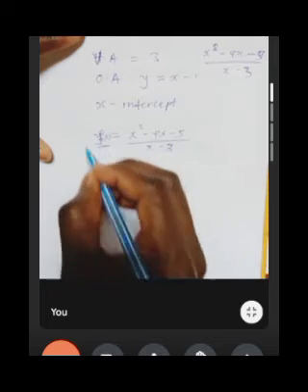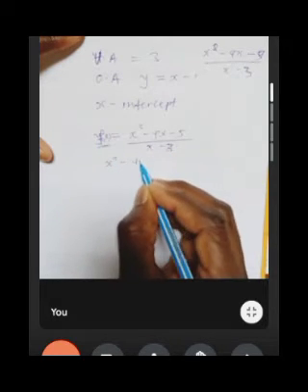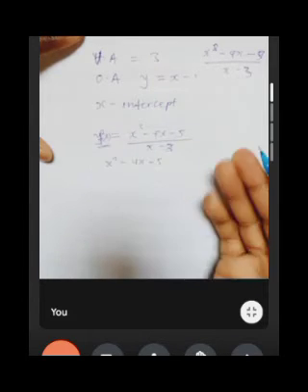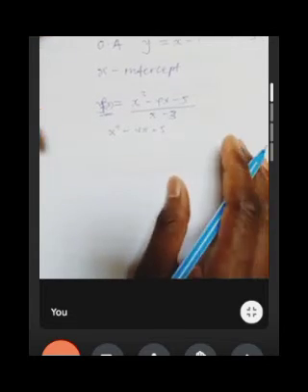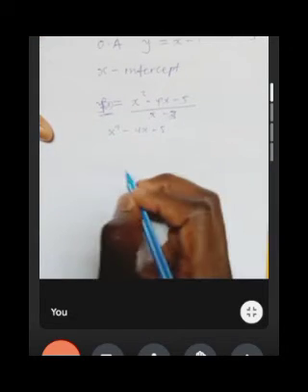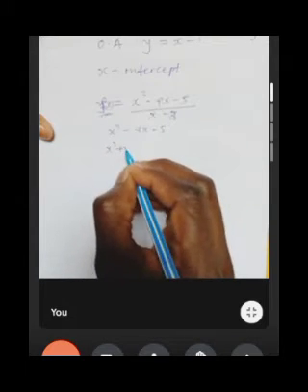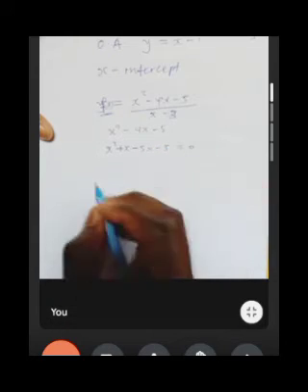So if I put 0 here, you multiply by that, we're going to end up with x squared minus 4x minus 5. So use simple mathematics by factorization here. You end up having a correct answer. So what are the factors in this case? We're going to have x squared plus x minus 5x minus 5 equal to 0.